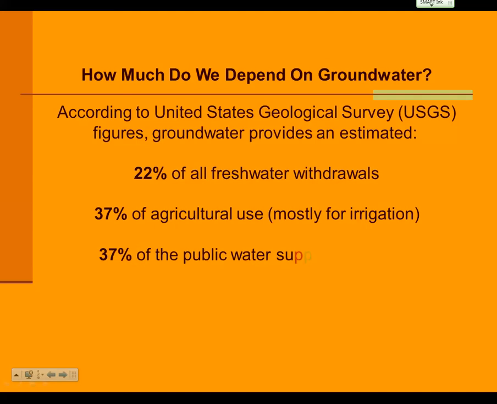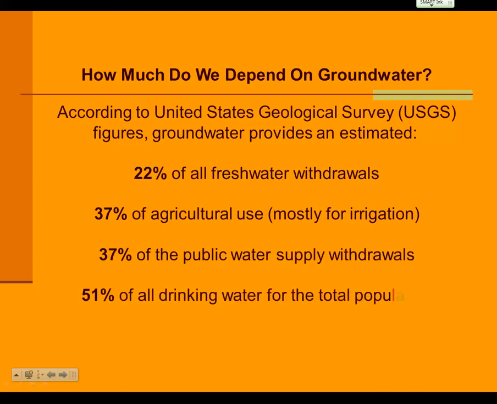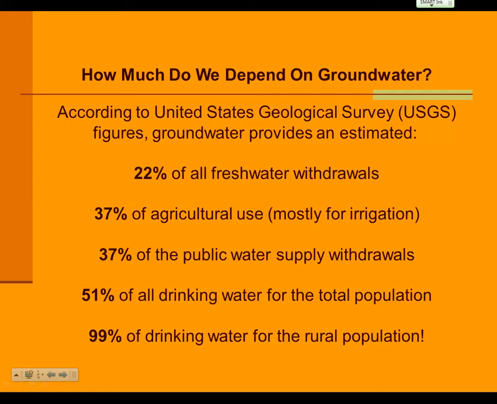How much do we depend on groundwater? According to the USGS, 22% of all fresh water withdrawals is groundwater. So that's quite a bit, but not a heck of a lot compared to the other 78%. 37% is for agricultural use, mostly irrigation. So we're pumping a lot of this groundwater out of the ground and putting it on plants. Got to treat it right.